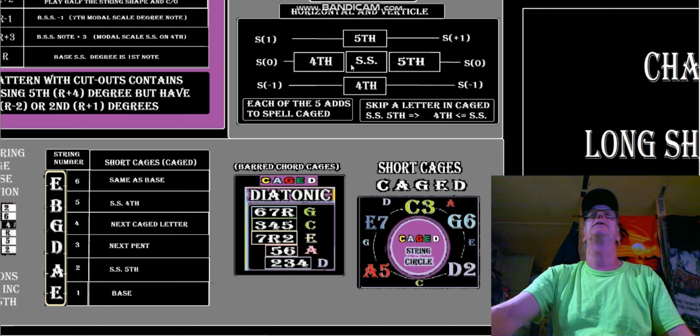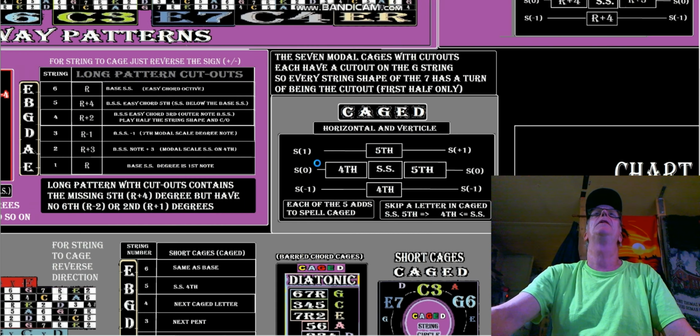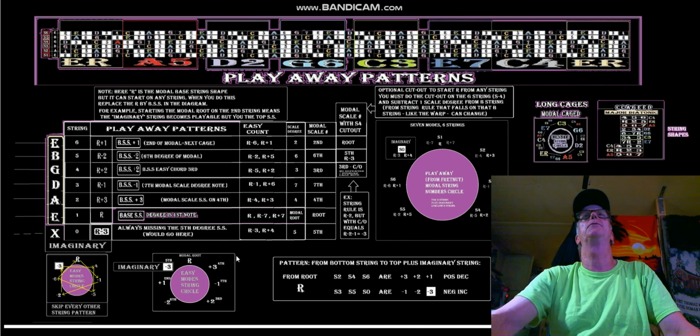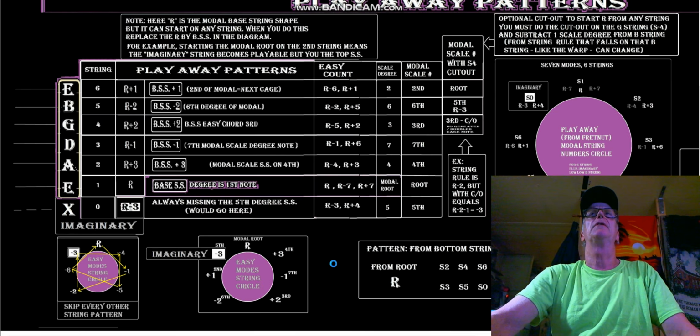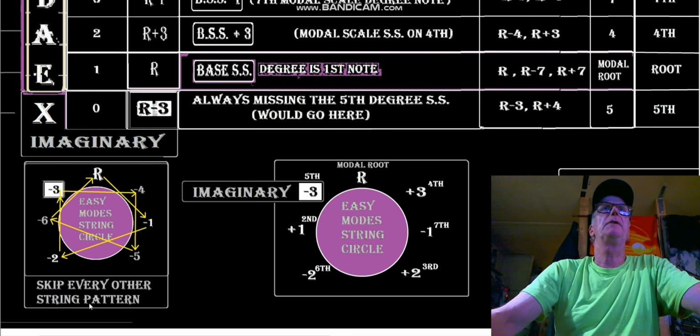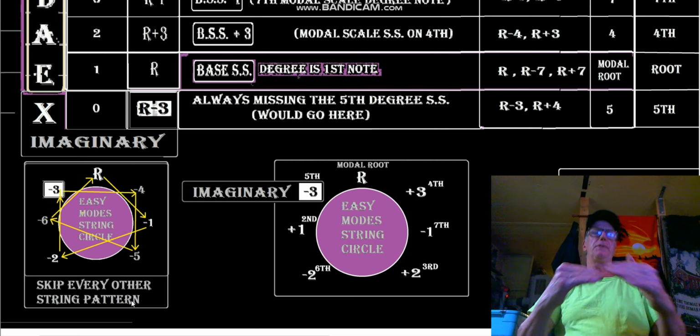Okay, that kind of thing. So we spent a little time on that. Now let's go on to the most recent chart here today, 347. Look at this stuff. So this is skip every other string pattern. We're trying to find something easy.